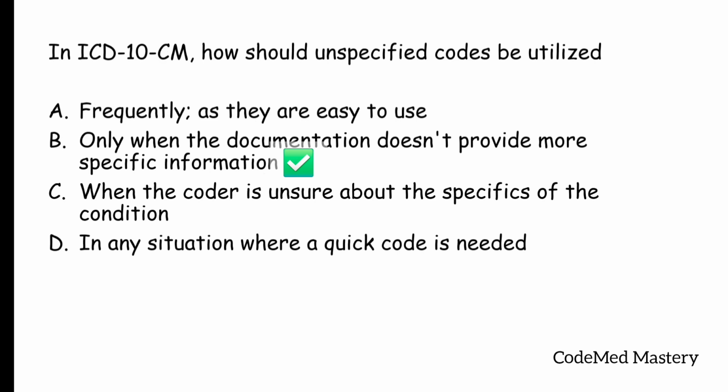Unspecified codes in the ICD should be used when the medical documentation does not provide enough information for a more specific code. Coders should always strive to code to the highest level of specificity, and we should use unspecified codes as a last resort. Therefore, if the medical documentation does not provide enough information, we will use unspecified codes.